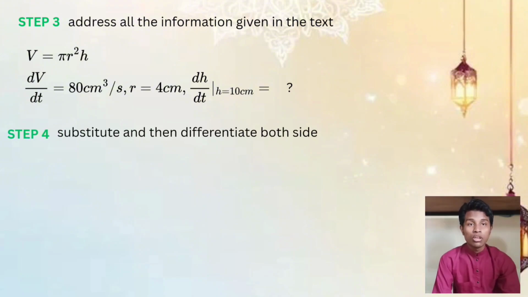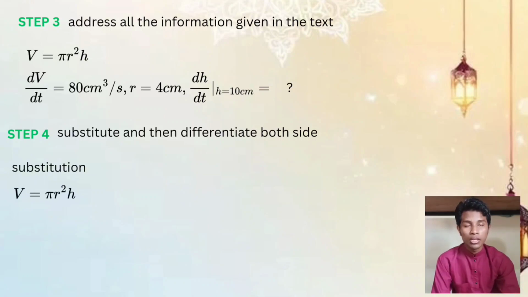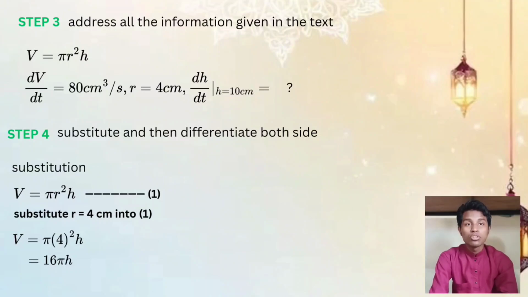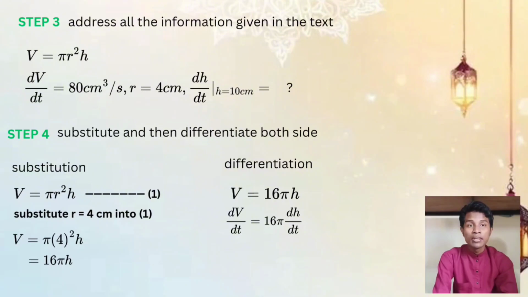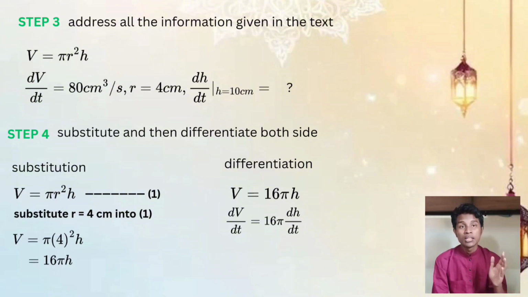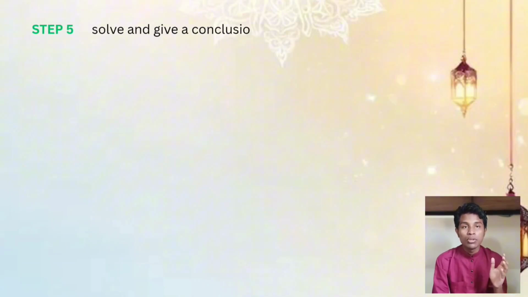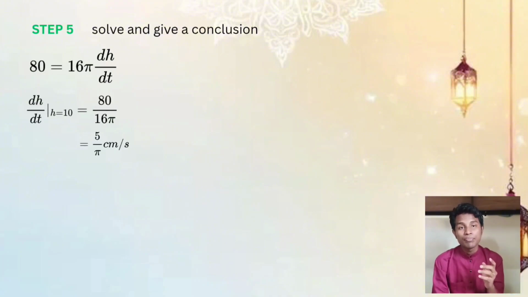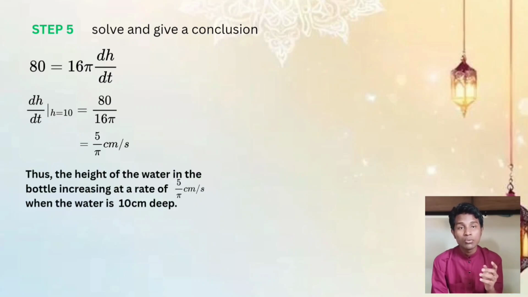To solve this question, we have to write the volume of the cylinder, V equals pi r squared h. Since R equals 4 centimeter is a constant, we can just substitute it into the cylinder formula. It will become 16 pi h. Next, we have to differentiate both sides. It will be dV over dt equals 16 pi dH over dt. We know from the information that dV over dt is 80 centimeter cubed per second. We just have to substitute it into the equation above. Then we have to divide both sides by 16 pi. The final answer will be dH over dt equals 5 over pi.